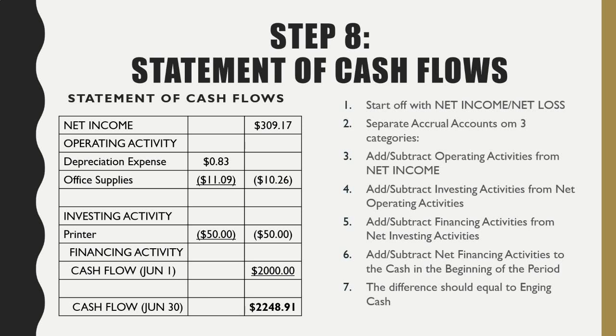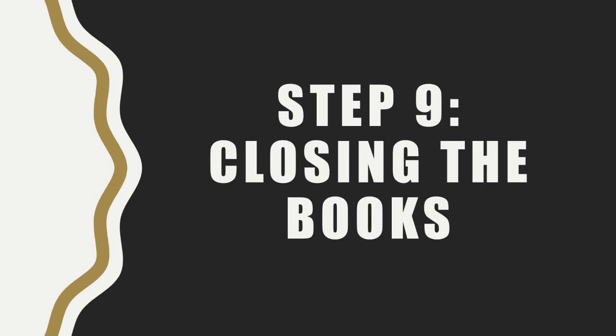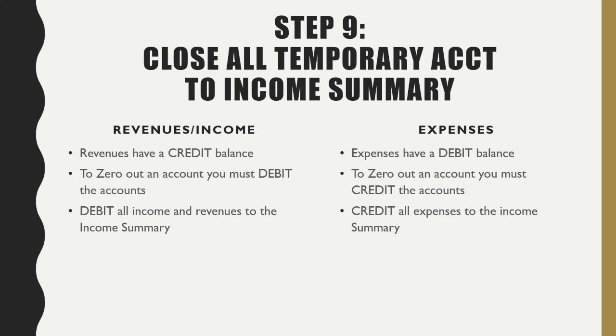Okay, so in this case, that is the statement of cash flows. We'll talk more in depth with it when we actually dive into it. Then, after we've done our financial statements, we can now proceed to the actual closing of the books, which is step 9. How do we close our books?